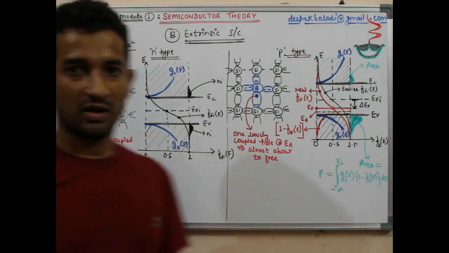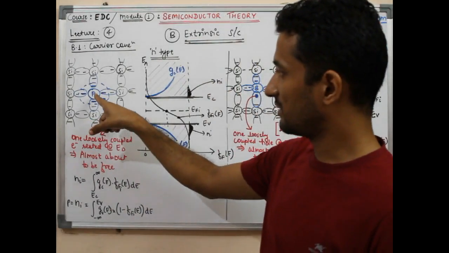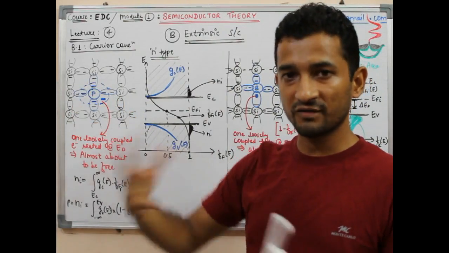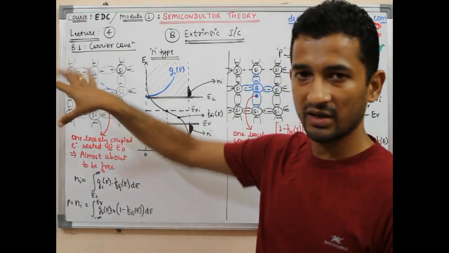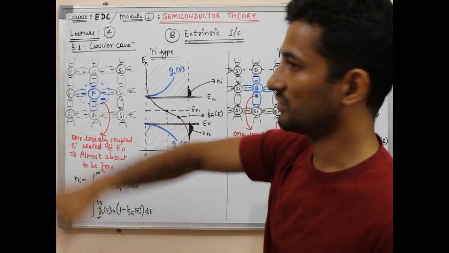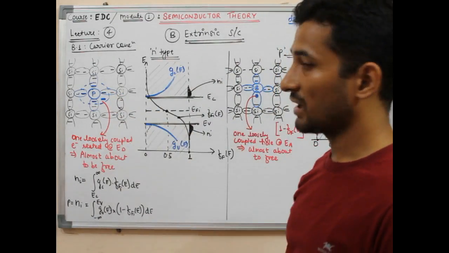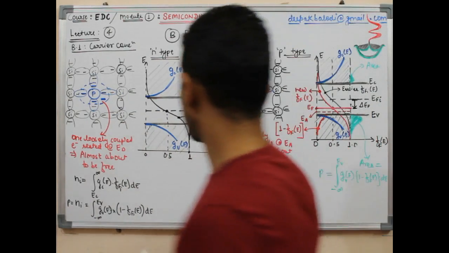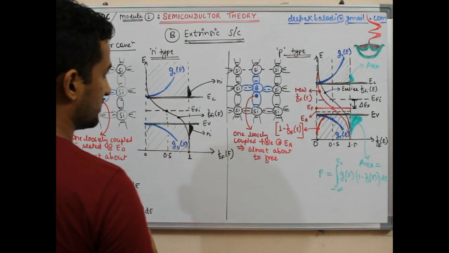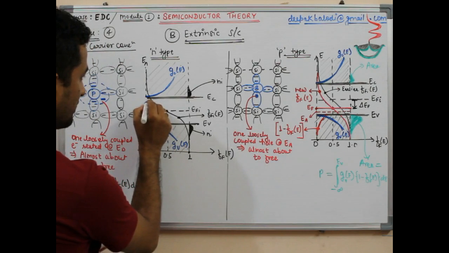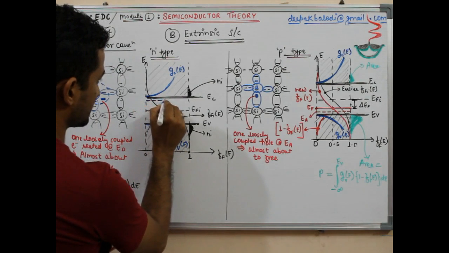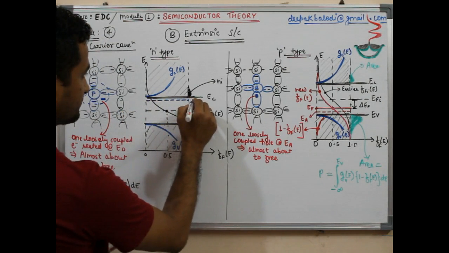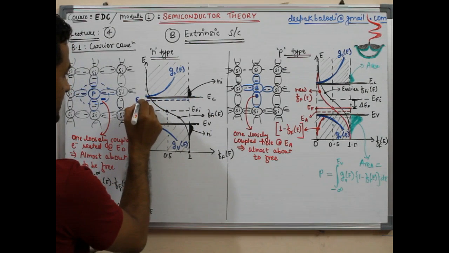Now what happens? Because we have inserted a phosphorus atom into a lattice point, and there are lots of phosphorus atoms, out of which I am showing only one case, in this 3D space. As soon as you keep introducing lots of phosphorus atoms, each phosphorus atom comes with a donor energy level somewhere just below EC. This is a donor energy level named ED.